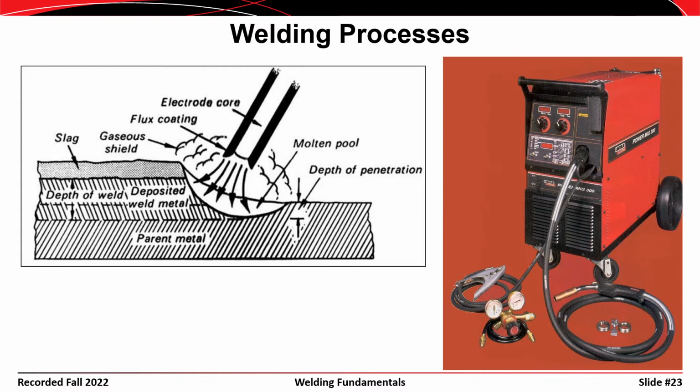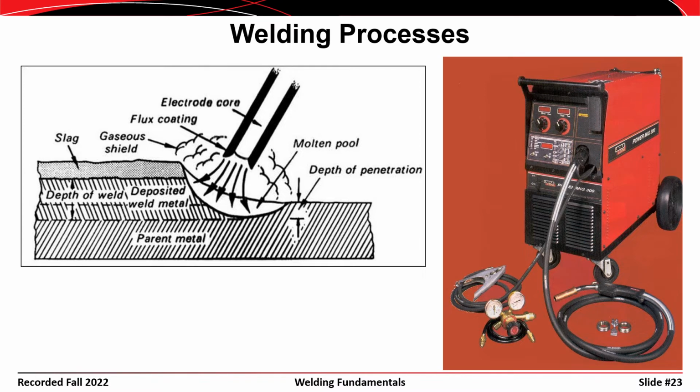So basically every electrode has some sort of flux associated with it, and the idea is that flux provides a gaseous shield so that impurities from the atmosphere don't enter the weld metal while it's molten. So if you're not careful, if you don't have proper fluxing agents, then you can get nitrogen impregnating the weld, and that could lead to an inferior quality weld. It could lead to some type of a failure.